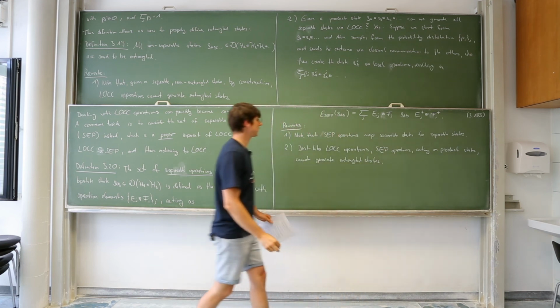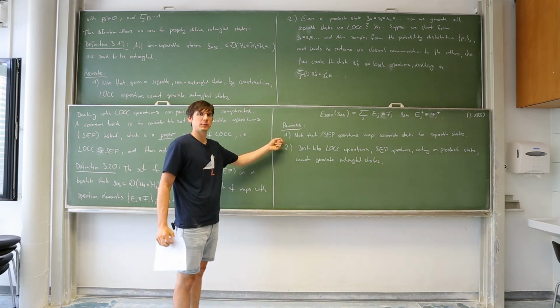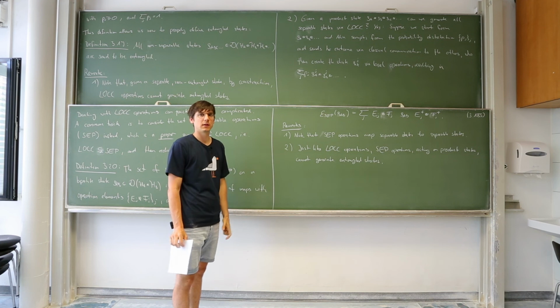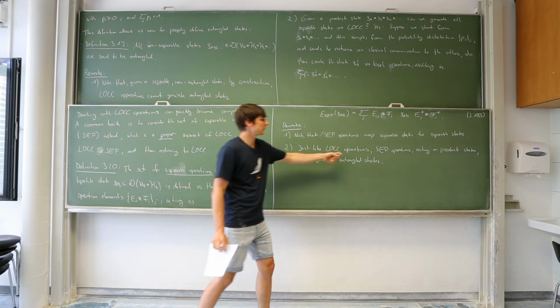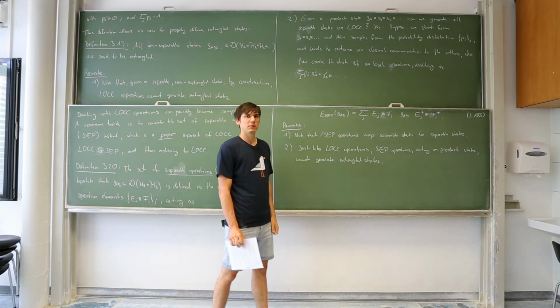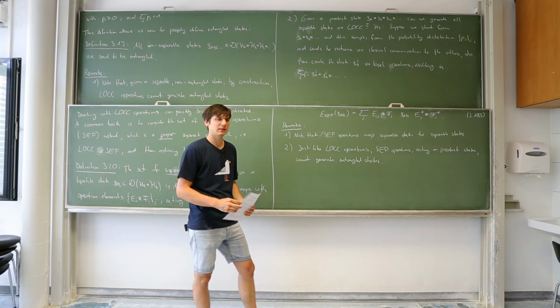This actually follows directly from the first remark, right? Because it maps separable to separable states, meaning that if it acts on product states, we cannot generate entangled states.